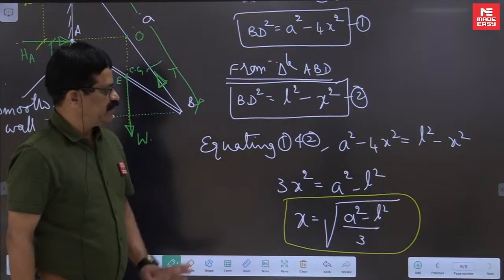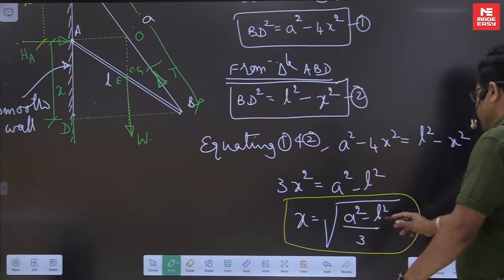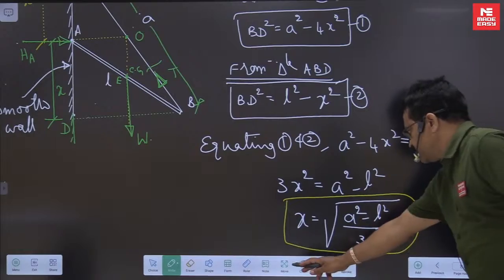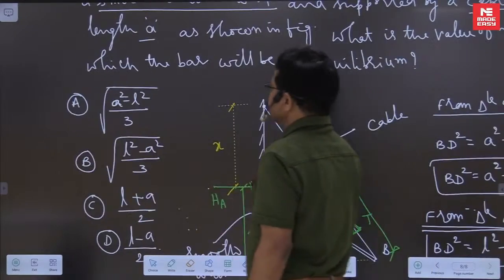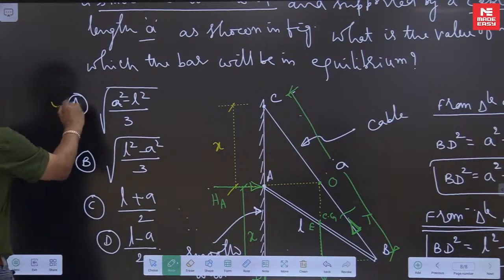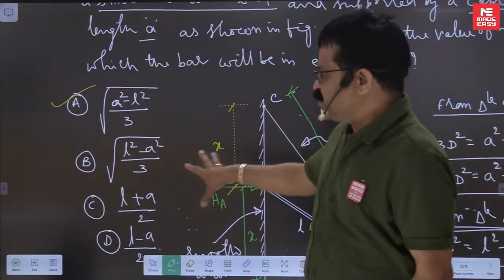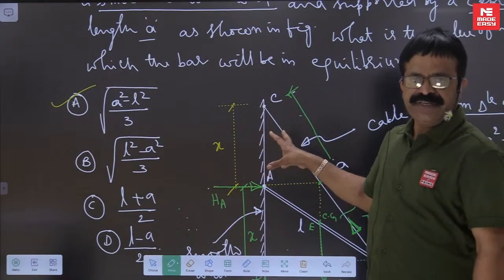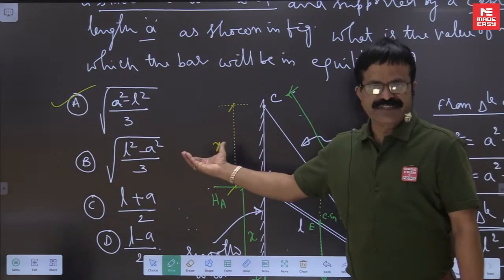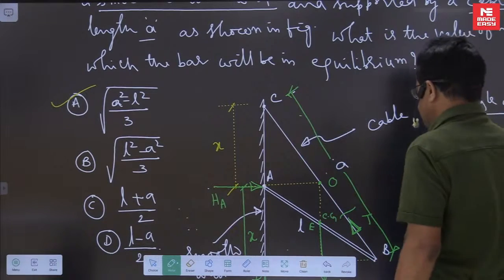That's all. At this value of X only the bar will be in equilibrium. Root of A square minus L square by 3. So we have learned many such problems, how to keep 3 forces in equilibrium, how to keep 2 forces in equilibrium. This is one additional problem to the already existing problems.